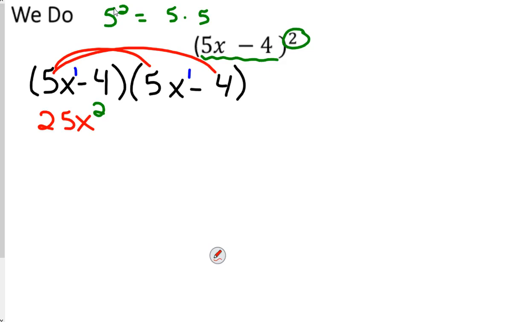Now I'm doing 5x times negative 4. Well, that's a positive times a negative, which is a negative. 5 times 4 is 20.